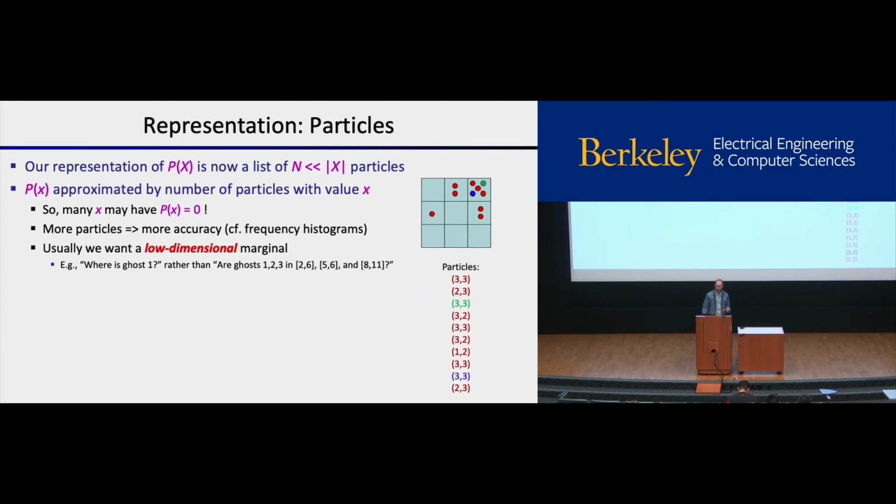Often what we'll want out of this is a low dimensional marginal. Our questions will not typically be of the form, are ghosts 1, 2, 3 in 2, 6, 5, 6, and 8, 11? We'll often be interested in pieces of information like where is ghost 1? And the estimates of low dimensional marginals will tend to be more accurate. Here's a little caveat that I'm not going to get into. Really, everything's going to be accurate, but for very small probabilities, if you're interested in a probability of 1 in 1,000 and the error is 1 in 1,000, you might be more annoyed about that error than if the true probability is 50%.